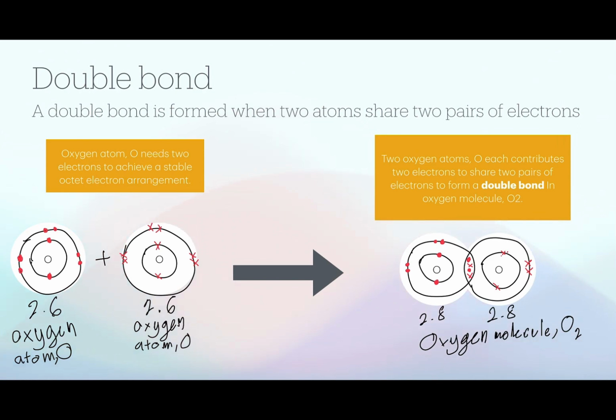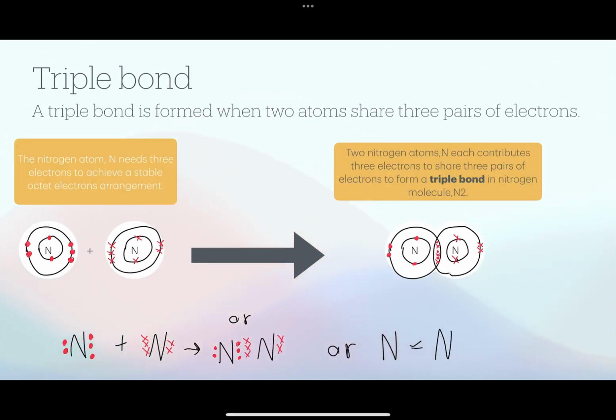Triple bond. A triple bond is formed when two atoms share three pairs of electrons. The nitrogen atom N needs 3 electrons to achieve a stable octet electron arrangement. Two nitrogen atoms N each contributes 3 electrons to share 3 pairs of electrons to form a triple bond in nitrogen molecule N2.